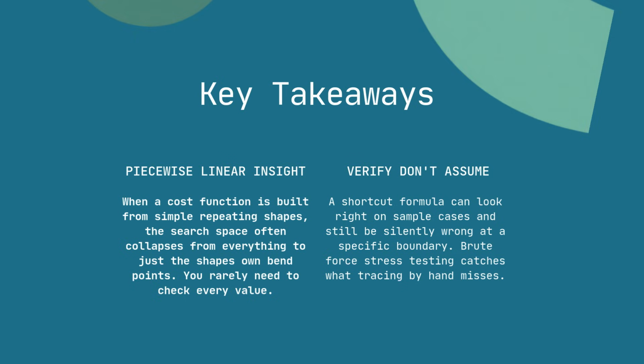Alright, so here we have two main takeaways. So one was a piecewise linear insight. When a cost function is built from simple repeating shapes, the search space often collapses from everything to just the bend points. So you rarely need to check every value. And then verify, don't assume. A shortcut formula can look right on sample cases and still be silently wrong at a specific boundary. Brute force stress testing catches what tracing by hand misses.